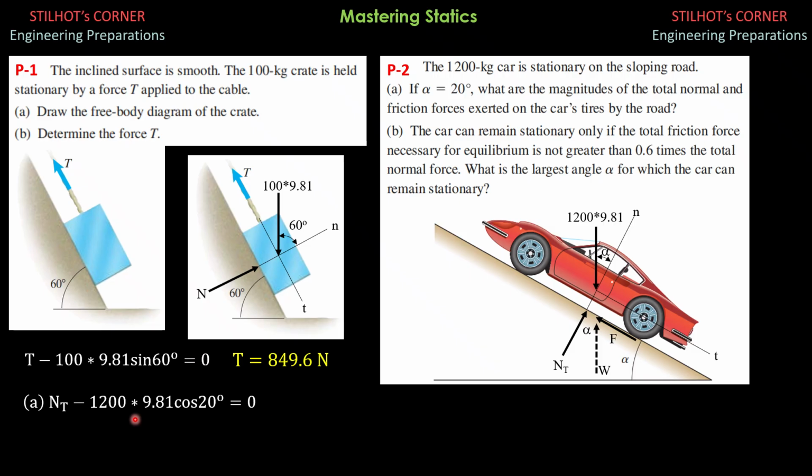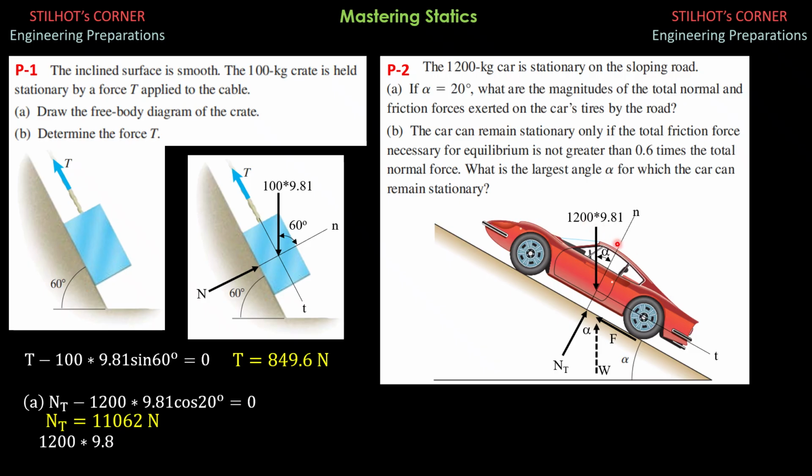So we can now solve for the total normal force, and it is equal to 11,062 newtons. Then for the total frictional force, we simply sum up forces along the tangential axis, and it is F. This is the component of the weight parallel to the tangential axis.